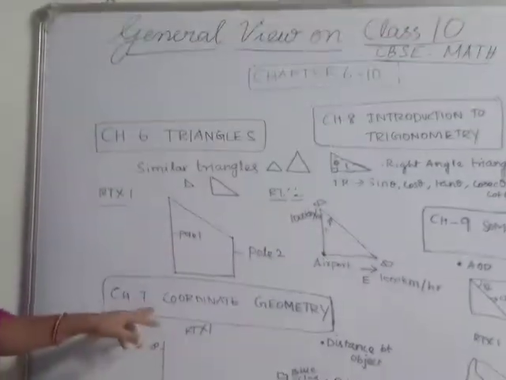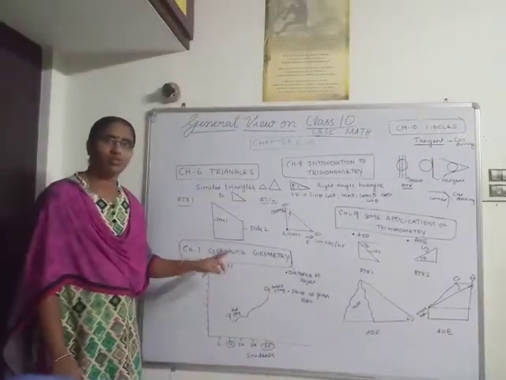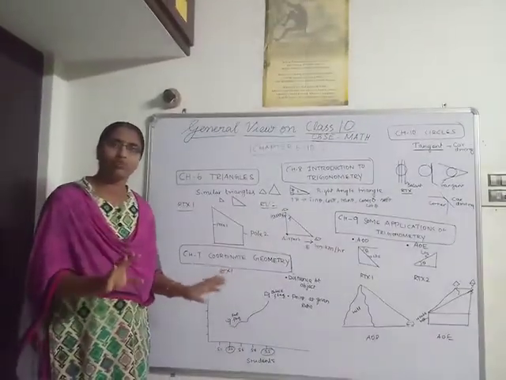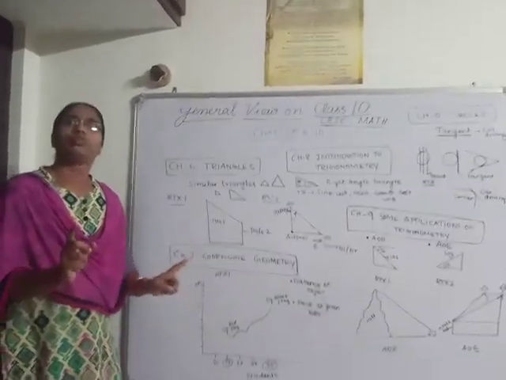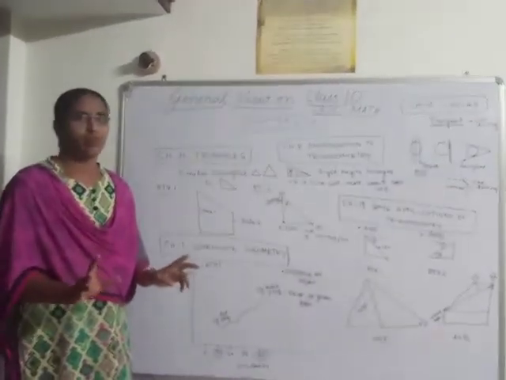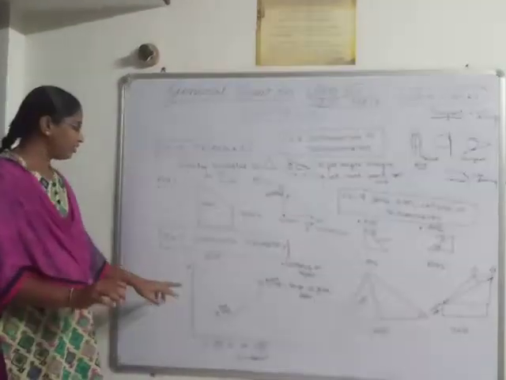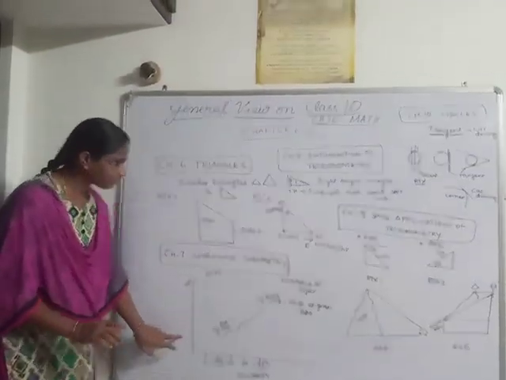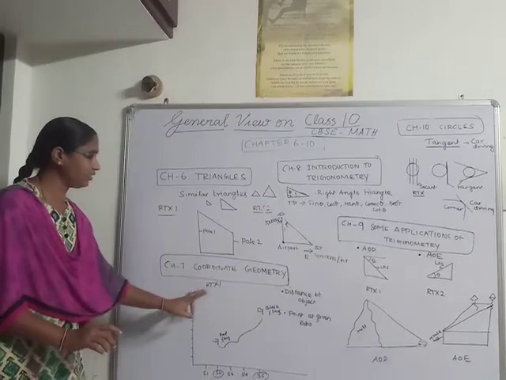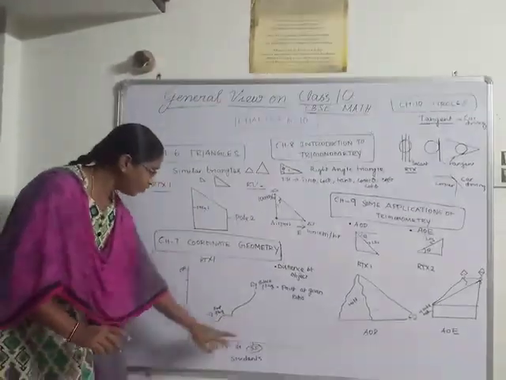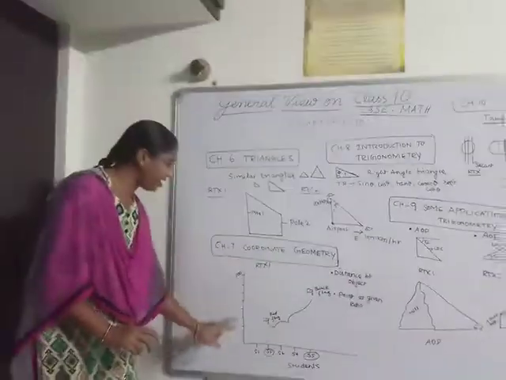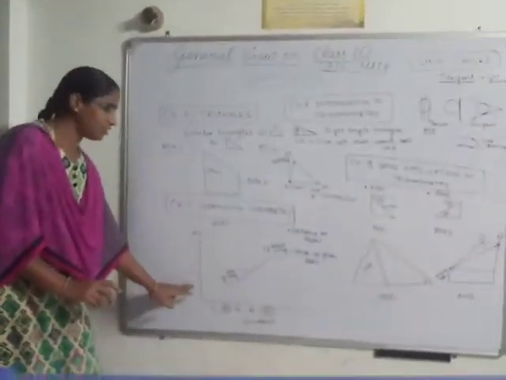Then the seventh chapter is coordinate geometry. Coordinate geometry means each and every object is represented as a point. So if you want to find the distance between the points, you can find it. Here one real time example is, in the x-axis you have the number of students. In the y-axis, it's the distance.